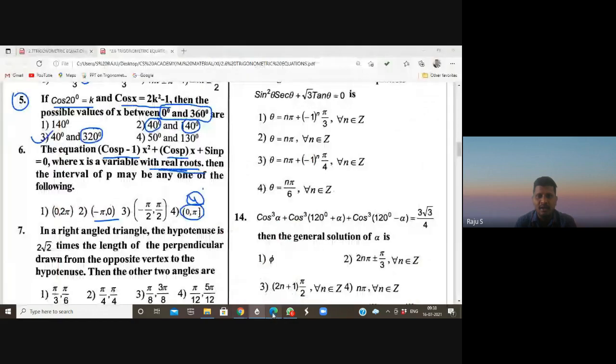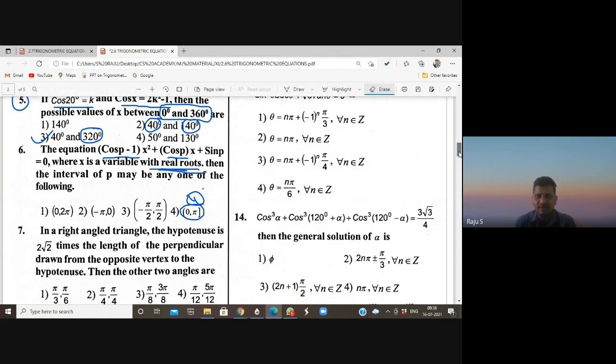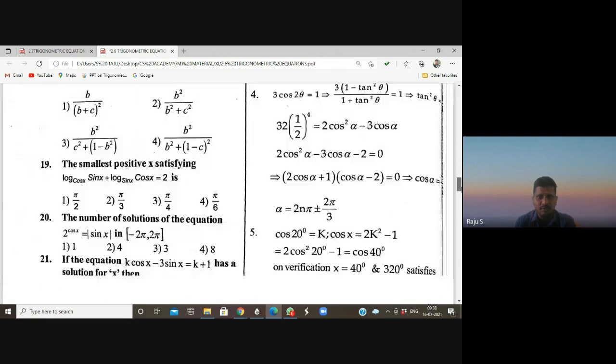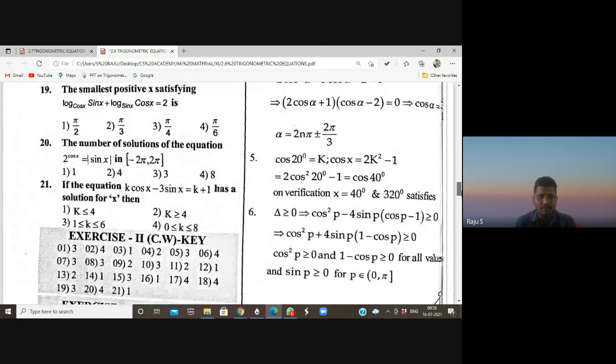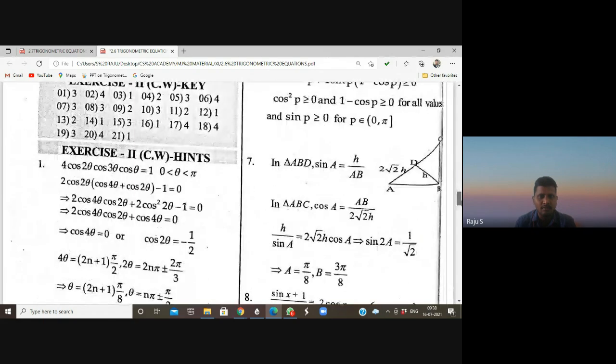And why we cannot consider that here means again the same reason: sin is negative from minus pi to 0. Here also the same reason, minus pi by 2 means sin is negative at minus 90, minus 60, minus 30 like that. Clear, students? That is the reason we cannot consider the first three options. How many questions are there? 21 questions are there.